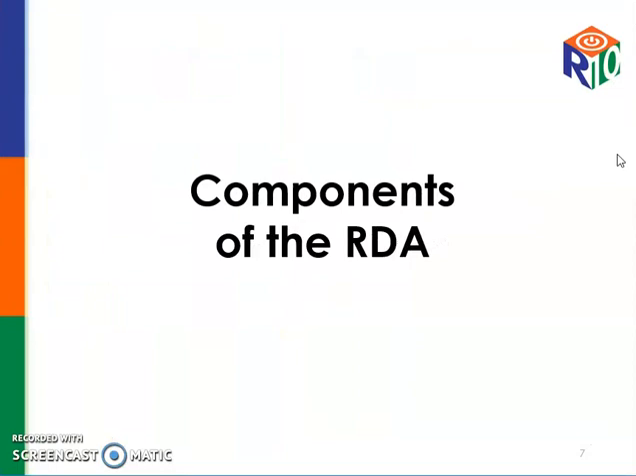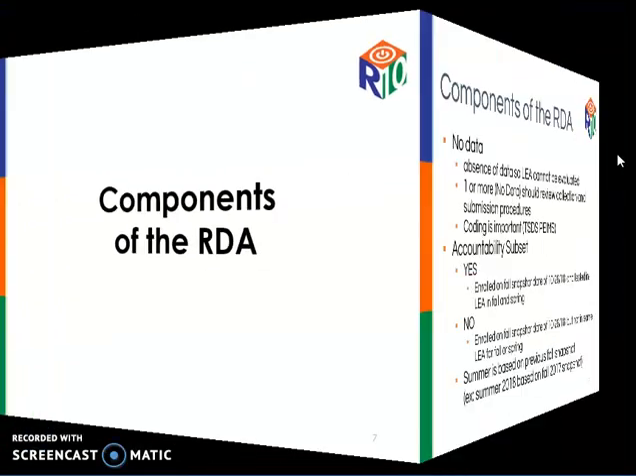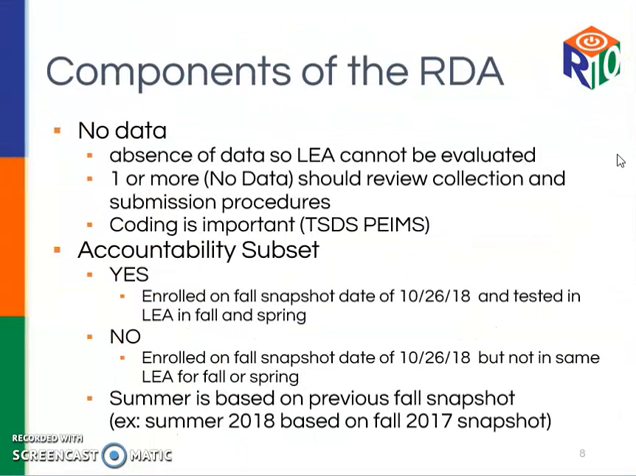Now we will review the components of the RDA. We will begin with no data. No data just means there's an absence of data, so the LEA cannot be evaluated. And if there are one or more no data descriptions, then the district should review collection and submission procedures. Make sure that your PEMS coding is accurate.